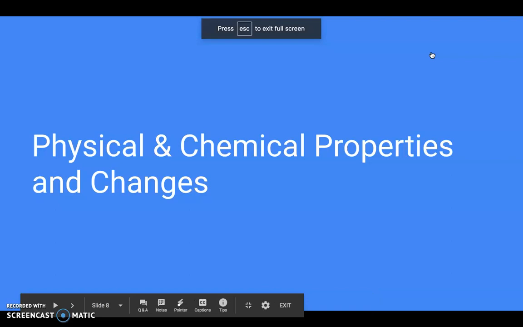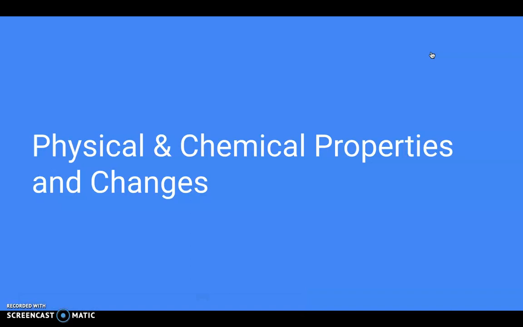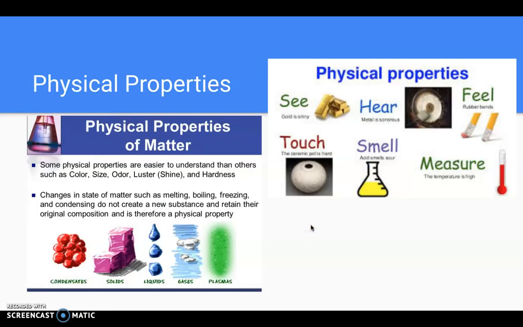Okay, today we are going to discuss physical and chemical properties, as well as physical and chemical changes, and what makes a property different from a change. So first, physical properties. What I always like to reflect on is if I'm dealing with a physical property, I know that I can use my senses to identify it. I could see it, touch it, hear it, smell it, feel it, using my senses to make descriptions.